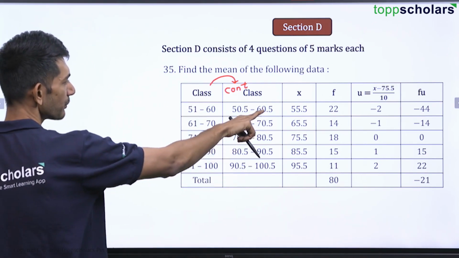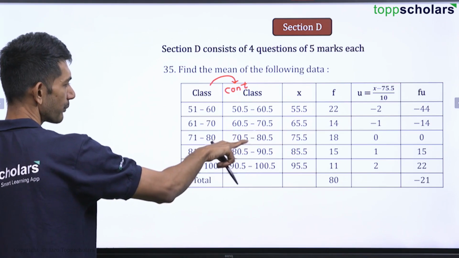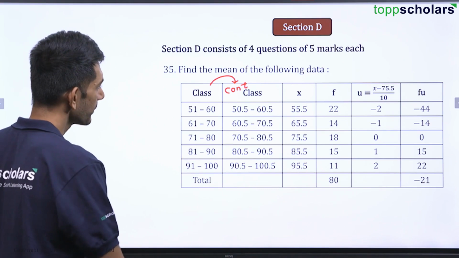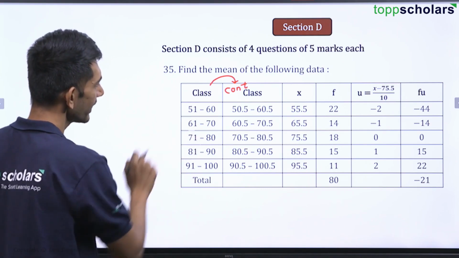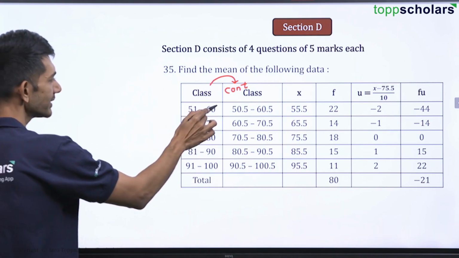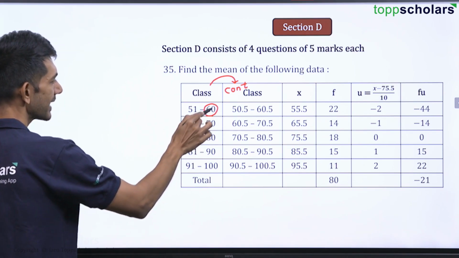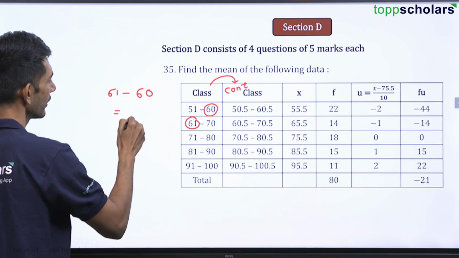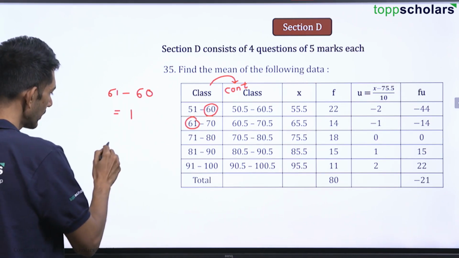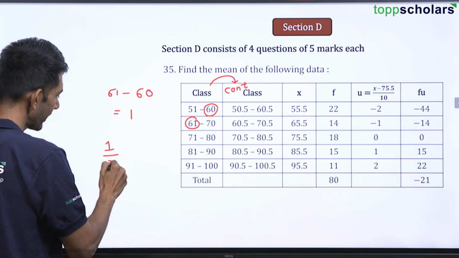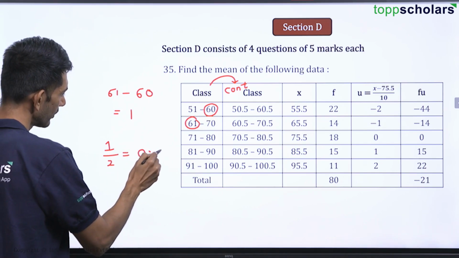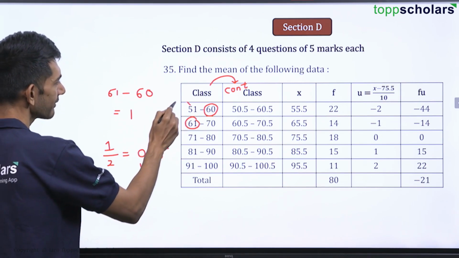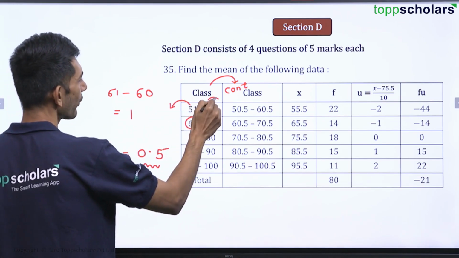Why continuous? 60.5, 60.5, 70.5, 70.5, 80.5, 80.5. Now understand. If you see this very carefully, what was the gap? The gap between 61 and 60 is 1. Now you divide 1 by 2. That is 0.5. You subtract 0.5 here. You add 0.5 here.